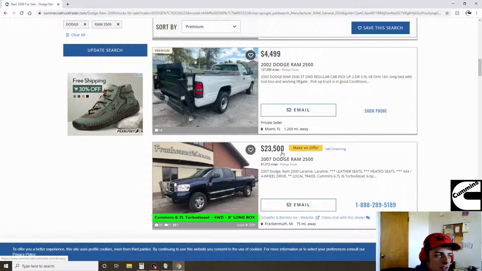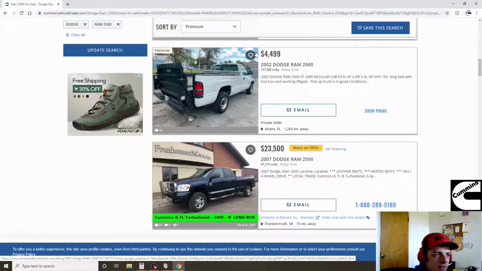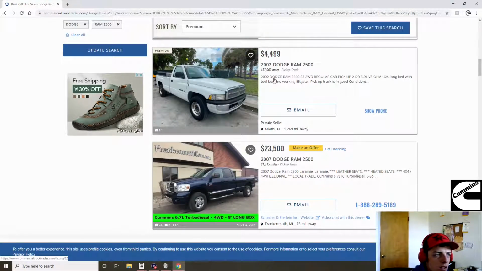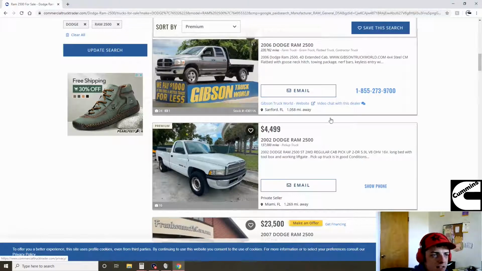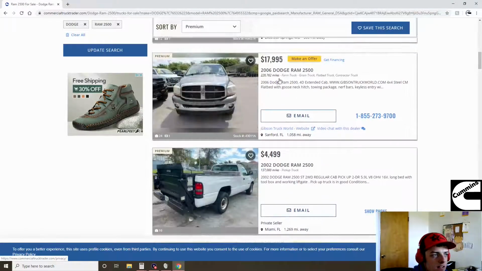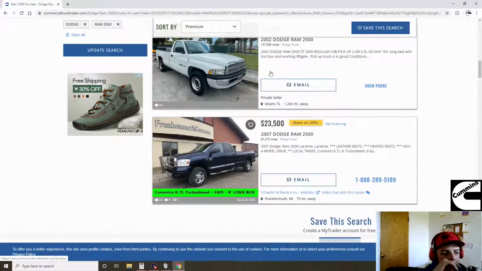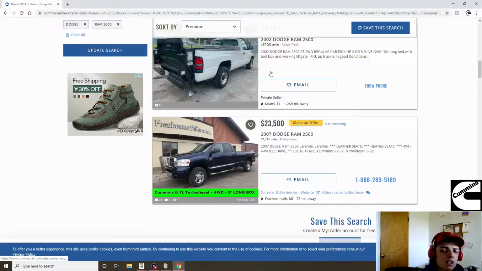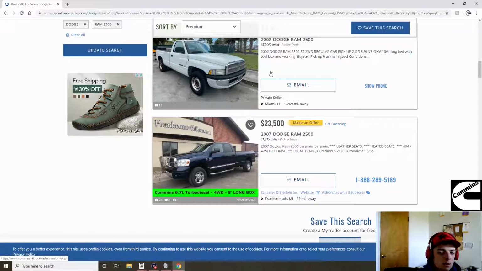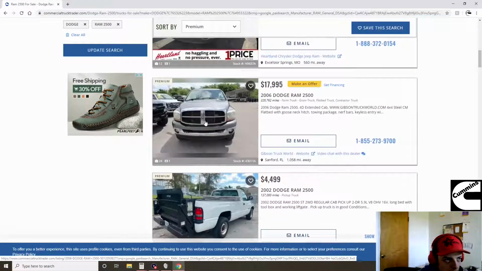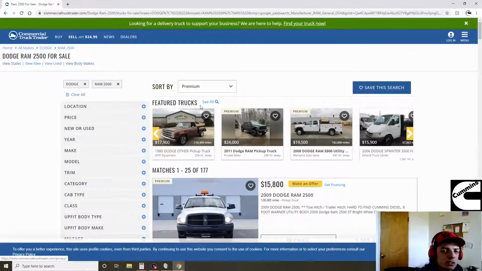Like 23,000, and then you got 4,000. But you gotta be careful because some of these are V8s. But, like this one is 17,000. So we are in the market now to where we could sell this truck for almost $20,000. Don't tell anybody I'd make profit on this, but that is what the truck is about worth now. Am I selling it? Absolutely not.